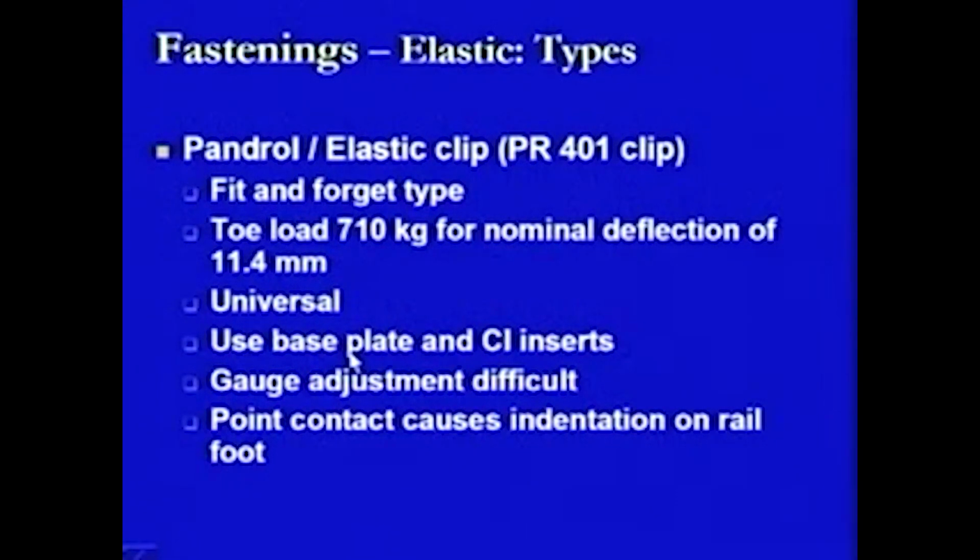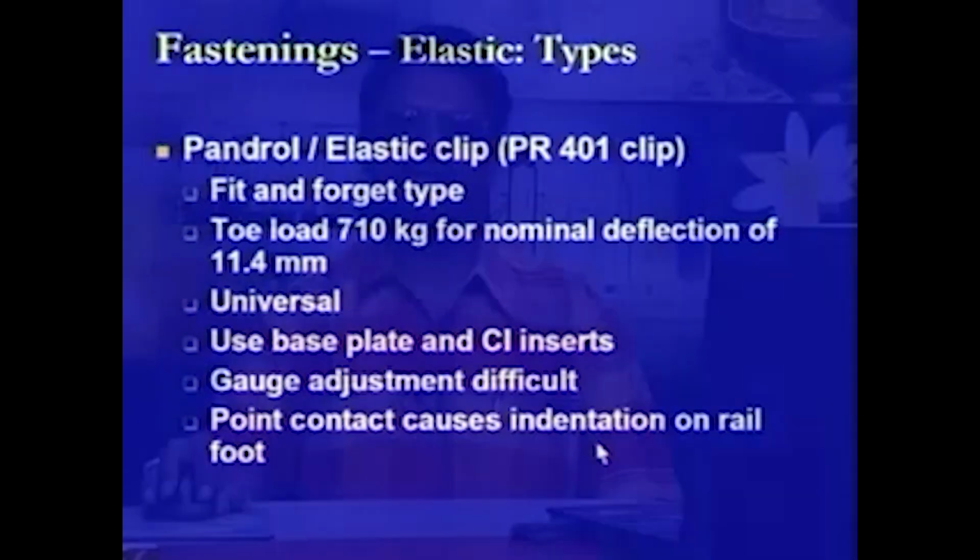The point contact causes indentation to the rail foot. This is another problem, or a sort of disadvantage, in the case of a Pandrol clip. Because of the shape of the Pandrol clip, it touches the rail section at one or two locations, and wherever it touches the rail foot, the load is transferred to that point only. Due to this, there are all chances of the rail section getting indented at this location. So, this is one problem associated with it, and at times this point where the indentation has happened may become the point of wearing of the surface.